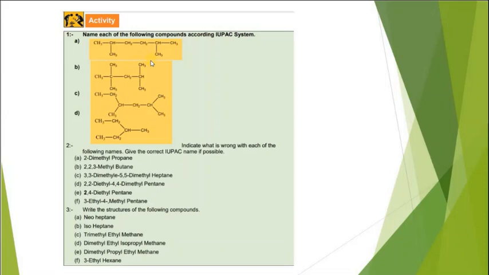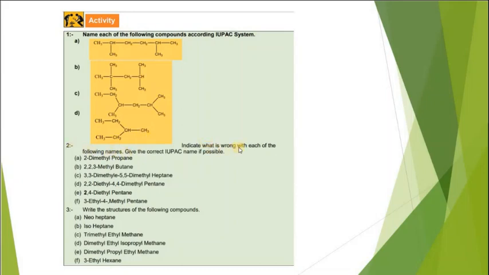First of all, you have to do it by yourself and you can ask me questions if you have any queries or you are unable to solve any of these. You can ask me questions later on the WhatsApp group as well. Name each of the following compounds according to the IUPAC system. You have learned about IUPAC rules, so you will have to name all these compounds systematically.